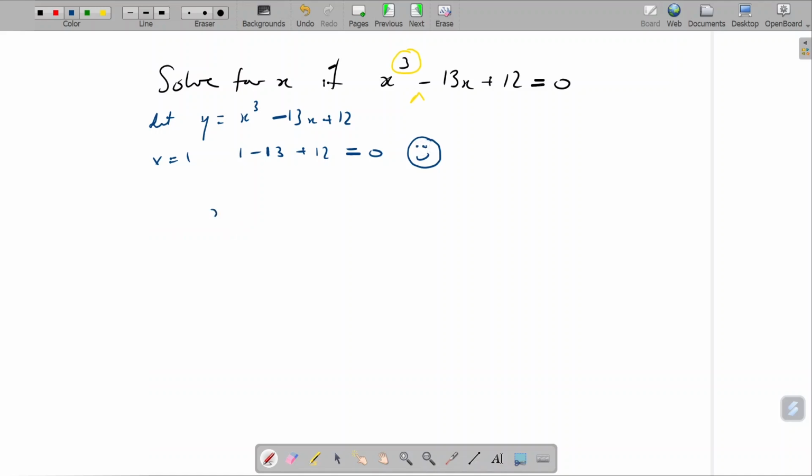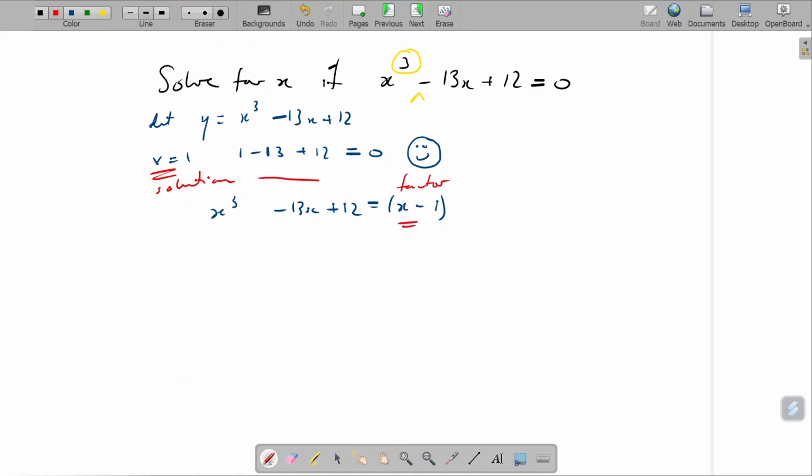So we then know that x cubed minus 13x plus 12 equals x minus 1 times another factor. Having got a solution, we also have a factor. We talked about that tension between a solution and a factor.